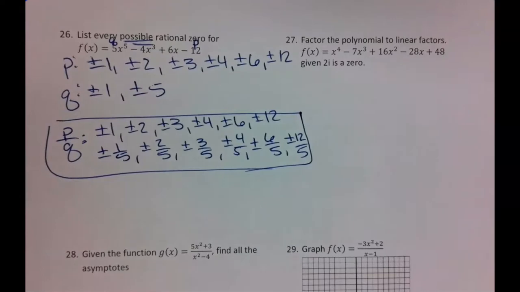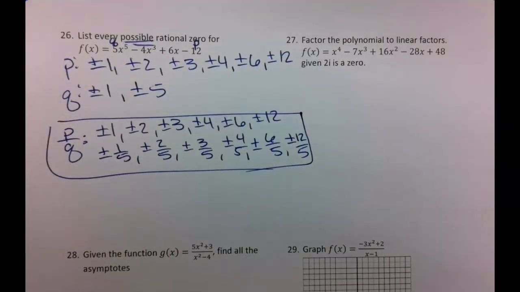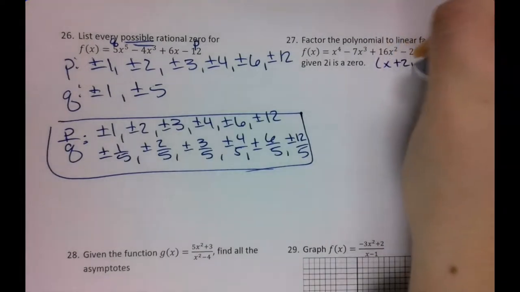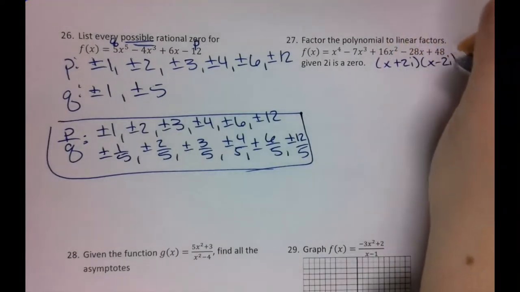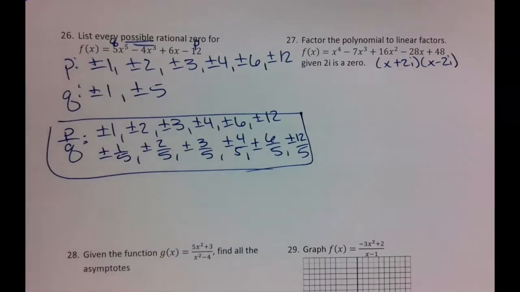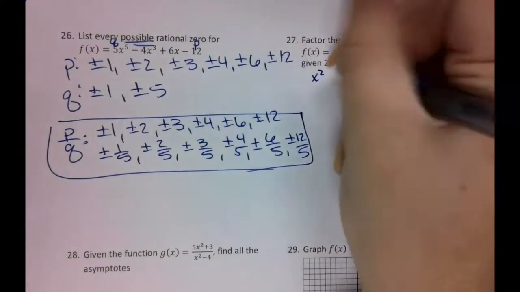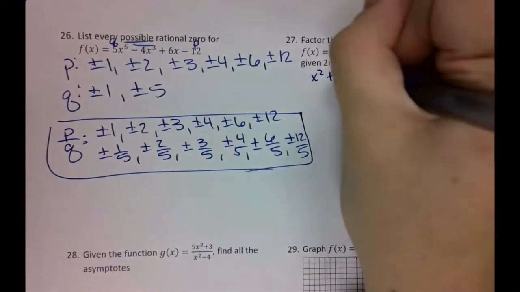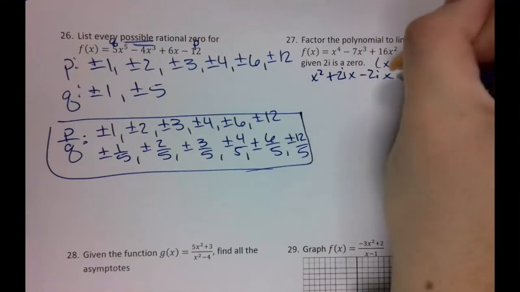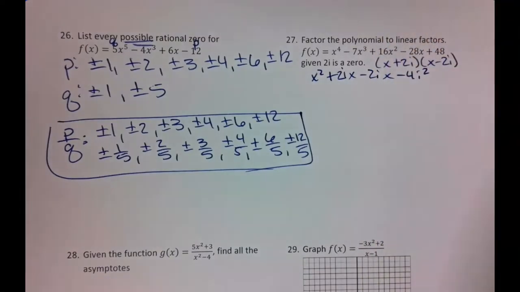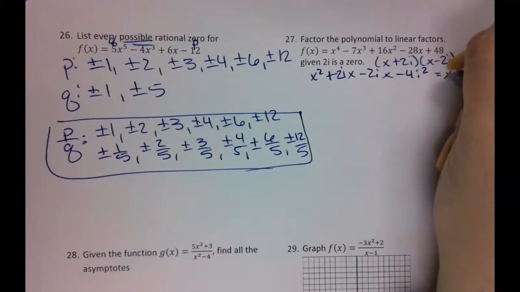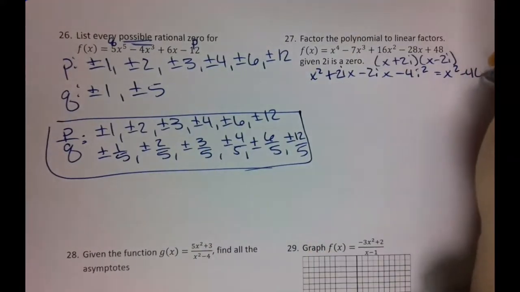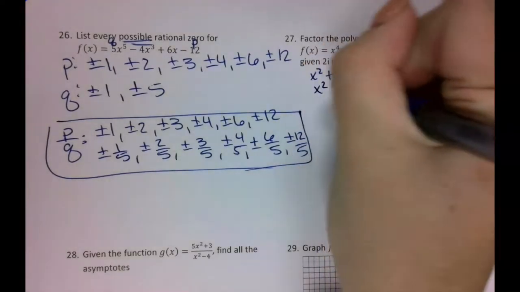Number 27 wants me to factor two linear factors given that 2i is a 0. i's come in pairs, so I'm always going to have a positive 2i and a negative 2i. I want to start off by multiplying those together. That's going to give me x squared plus 2ix minus 2ix minus 4i squared. If I simplify this, it's going to give me x squared. My middle terms cancel out. Negative 4 times negative 1. So it's going to give me x squared plus 4.